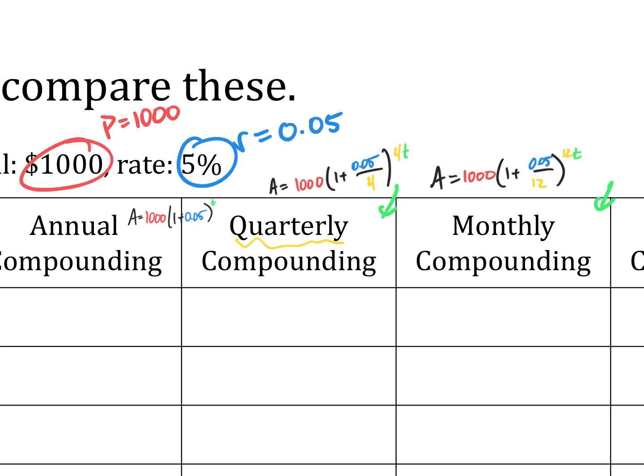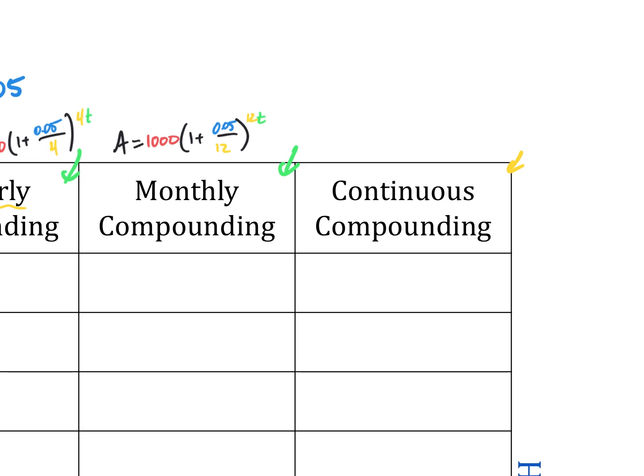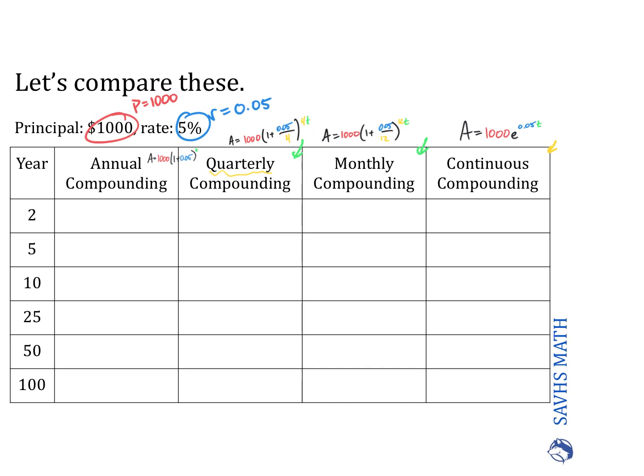Like that. And then the last one, this is where it's different. A equals our 1,000, and then we have that e number to the R, which is 0.05, and then T, like that. Okay, so I'm going to do one example of each of these in my calculator so that you can see that, and then I would like you to finish these.